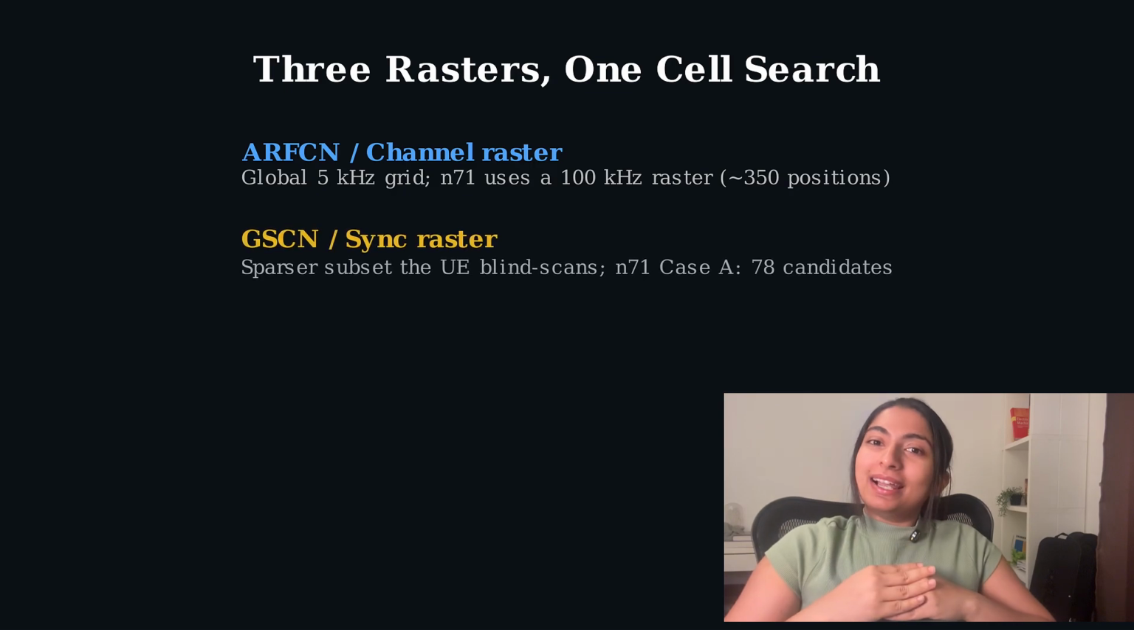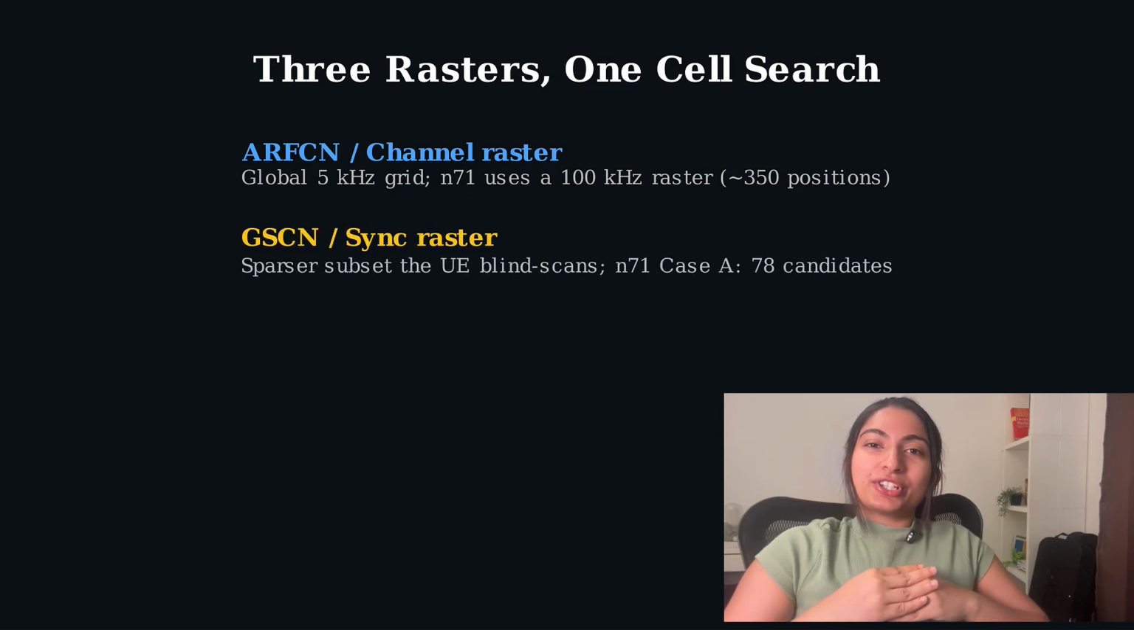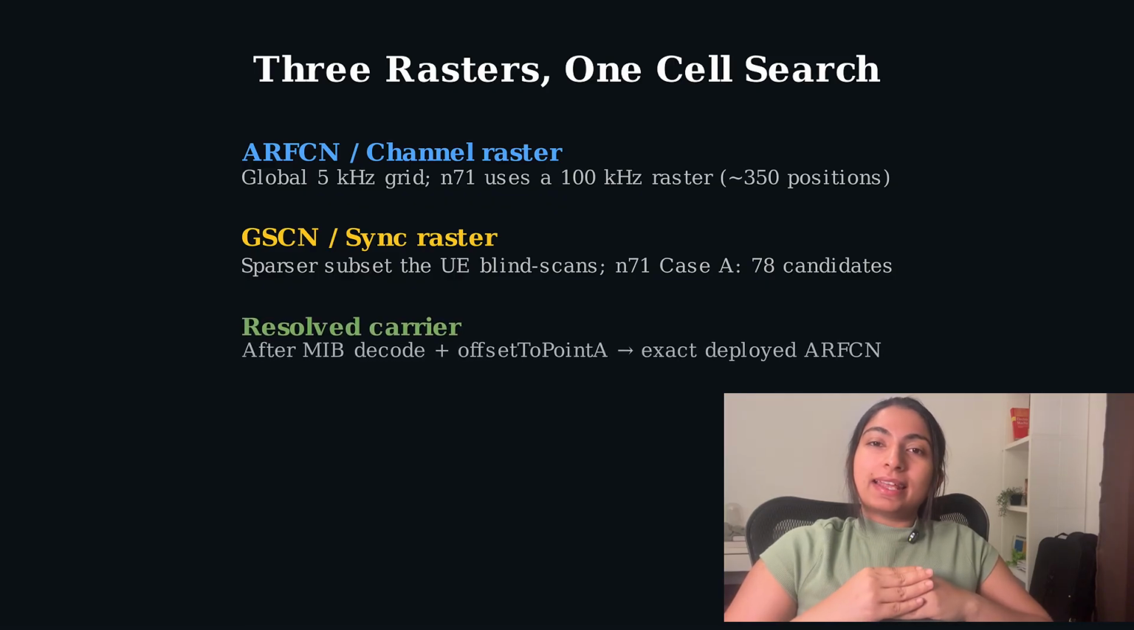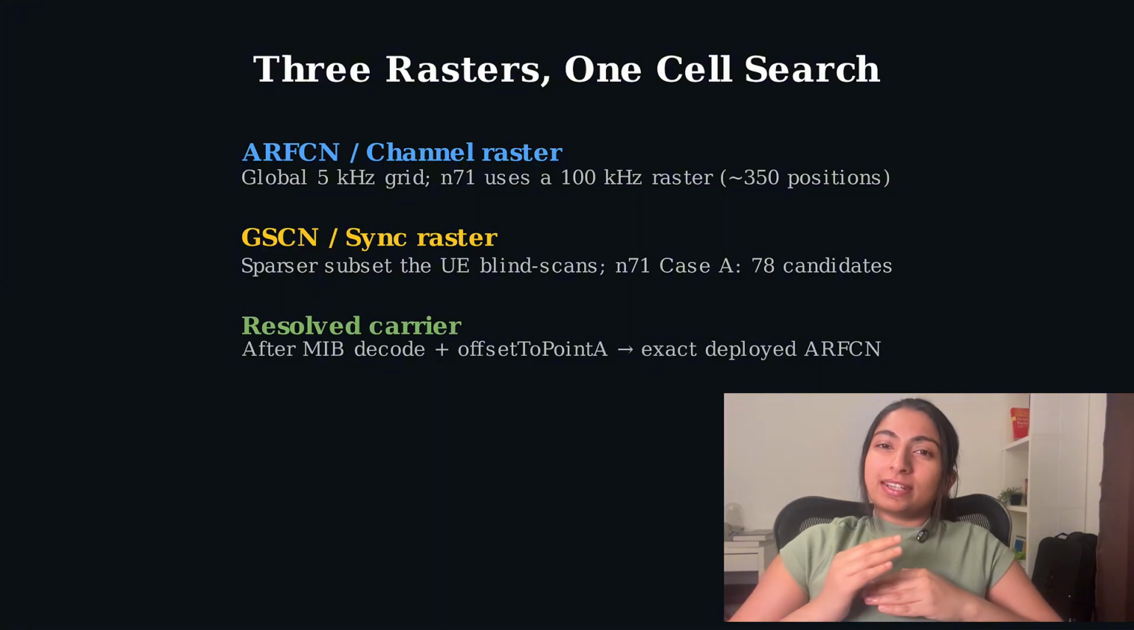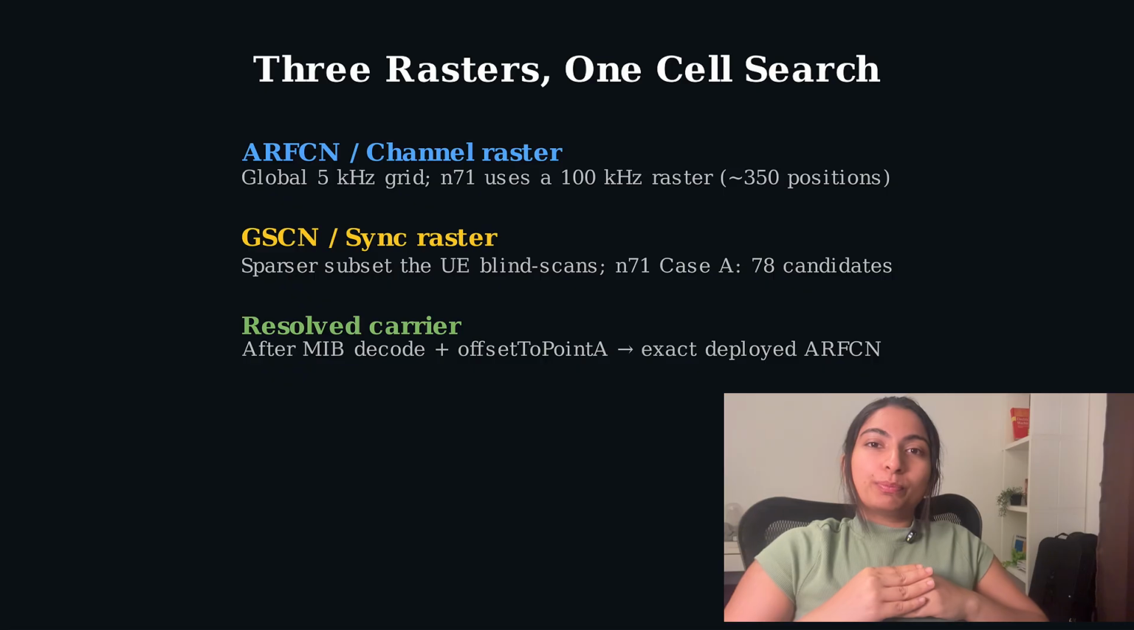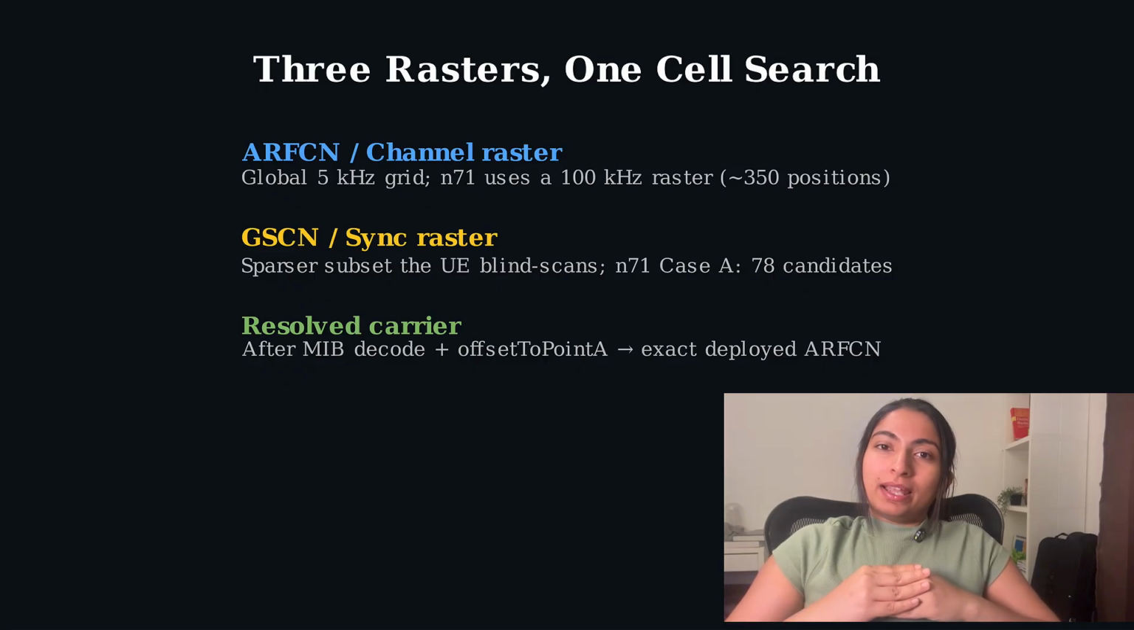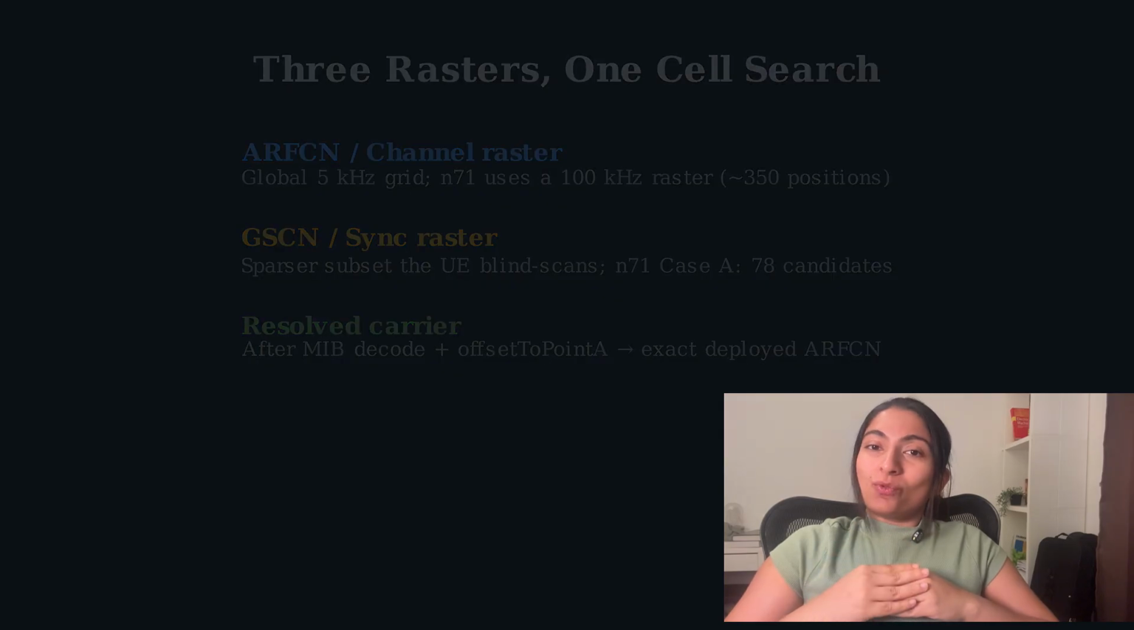So to recap, the ARFCN and channel raster are the fine global numbering system for every possible frequency. The GSCN and sync raster are a much sparser subset. They are just enough candidates for the UE to blind search quickly. And once it decodes the MIB, the UE resolves the real channel raster, the exact frequency the network is actually using. Three rasters, one cell search.